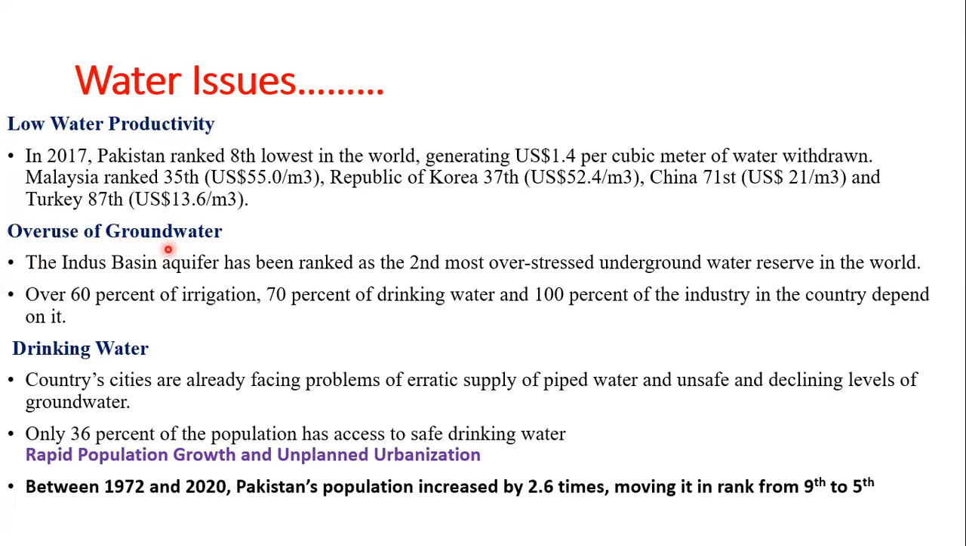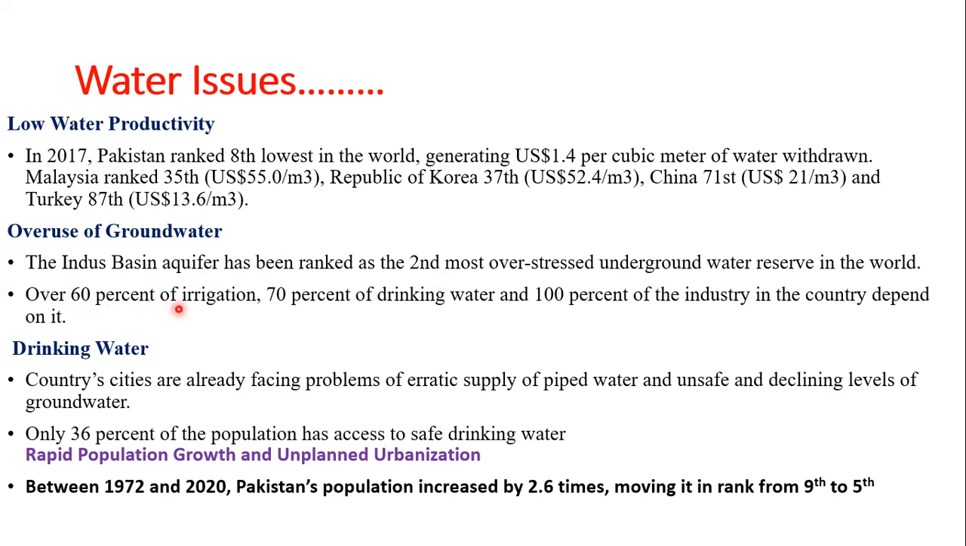Overuse of the groundwater. The Indus Basin water reserves, the water of the Indus river, it is the second most overstressed underground reserve in the world. The fertile underground water that is stored by the Indus river system is the second largest reservoir of water in the world, which is under stress, being used excessively.